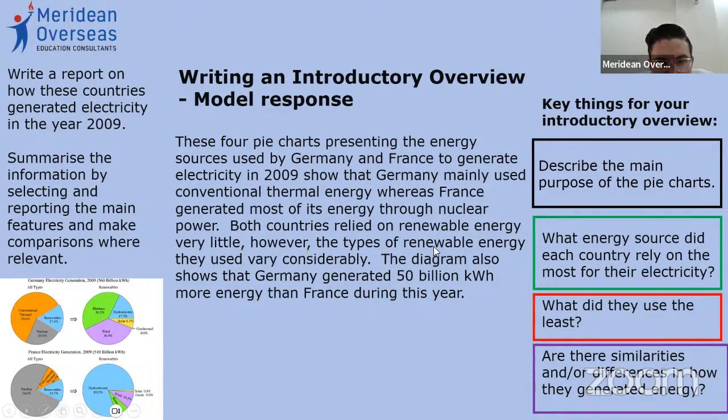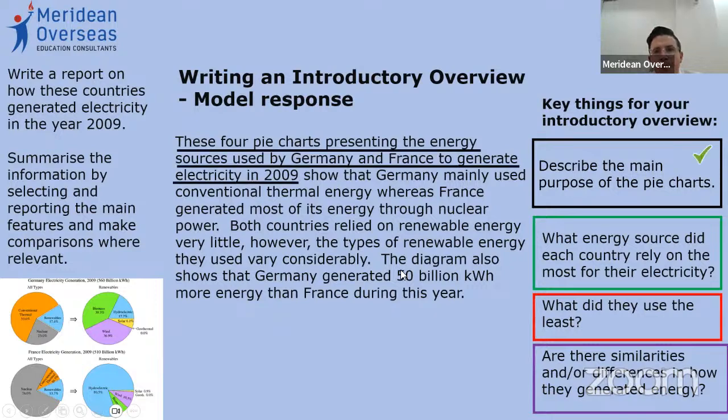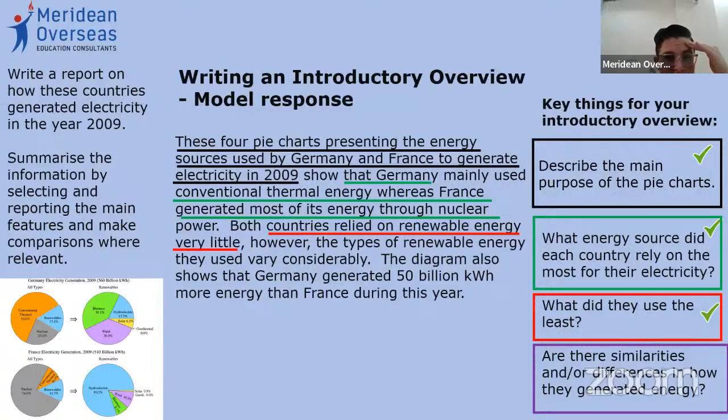However, the types of renewable energy they used vary considerably. The diagram also shows that Germany generated 50 billion kilowatts more energy than France during this year. So, as you can see, in my first sentence I have described the main purpose of the pie charts. I then said what both of them relied on the most for their energy. I then said what they rely on the least. And I've mentioned the similarities and differences.